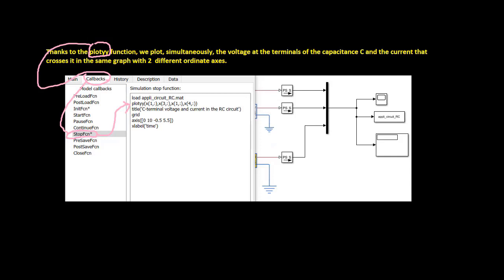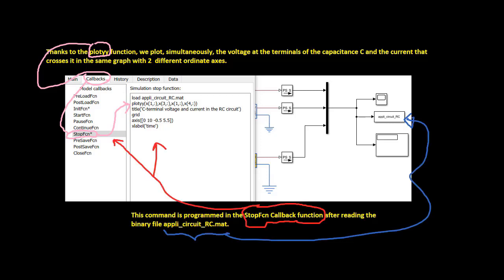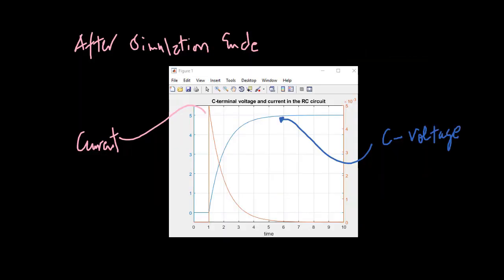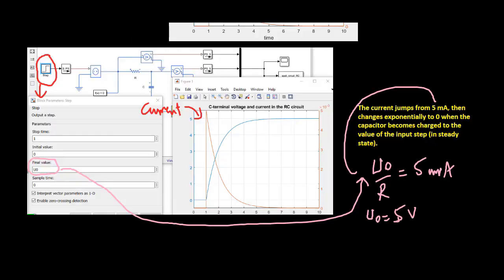Thanks to the plotyy function, we plot, simultaneously, the voltage at the terminals of the capacitance C and the current that crosses it in the same graph with two different coordinate axes. This command is programmed in the StopFcn callback function after reading the binary file. The current jumps to 5 milliamperes, then changes exponentially to 0 when the capacitor becomes charged to the value of the input step, in steady state.